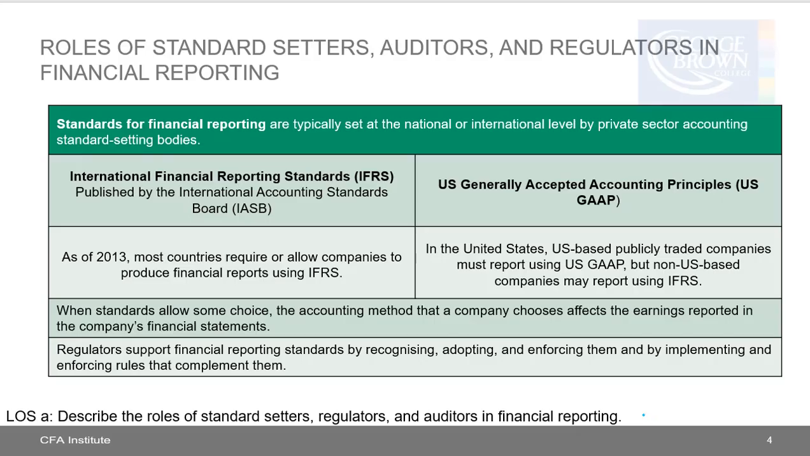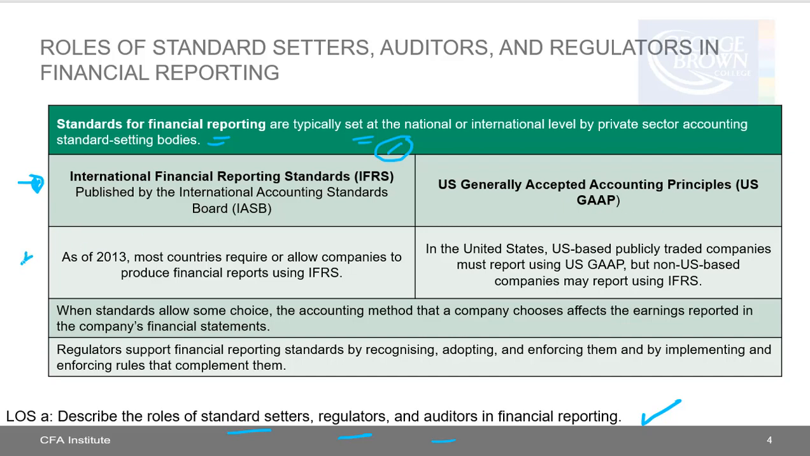Learning outcome statement A is describe the roles of standard setters, regulators, and auditors in financial reporting. So the first thing that we're going to look at are the standard setters. And standards for financial reporting are typically set at the national or international level by private sector accounting standard setting bodies. So the two standards that we need to be familiar with are number one, IFRS, which is International Financial Reporting Standards, and number two, US GAAP, which is US Generally Accepted Accounting Principles.